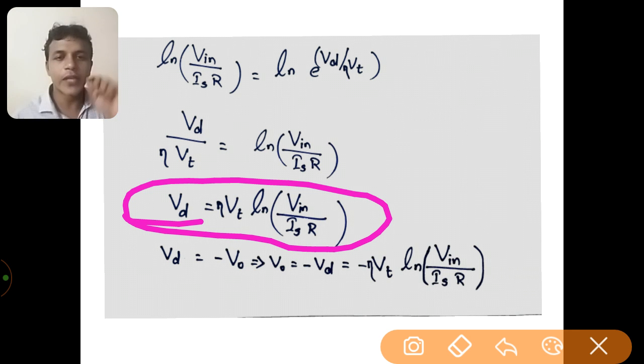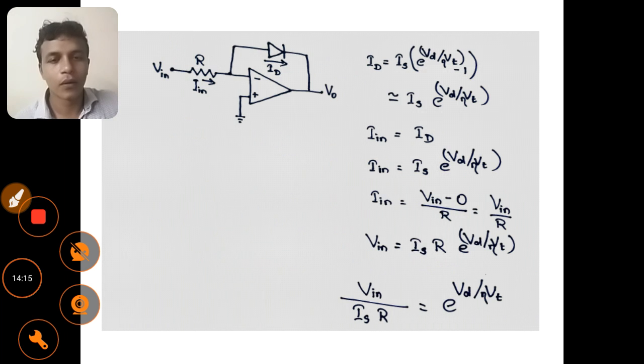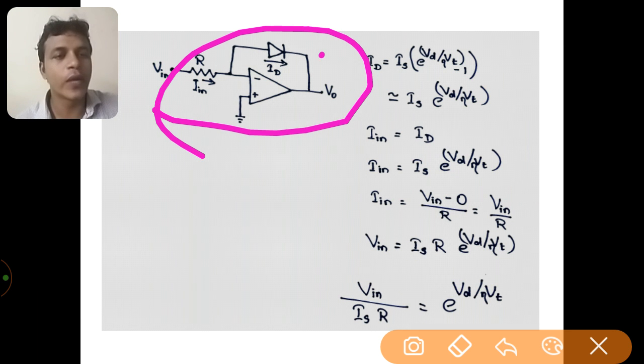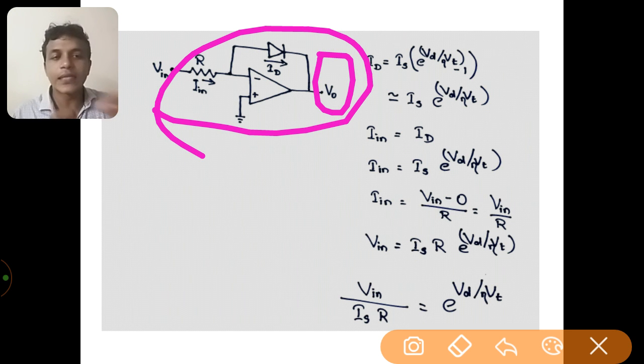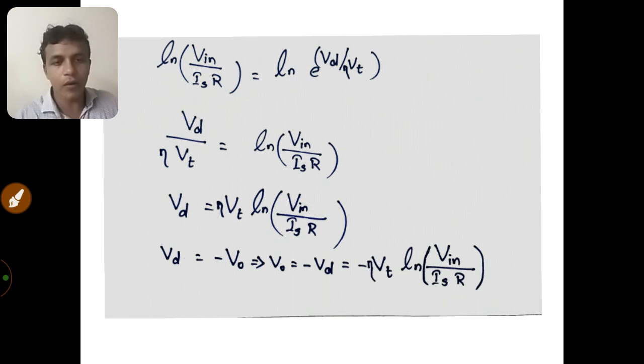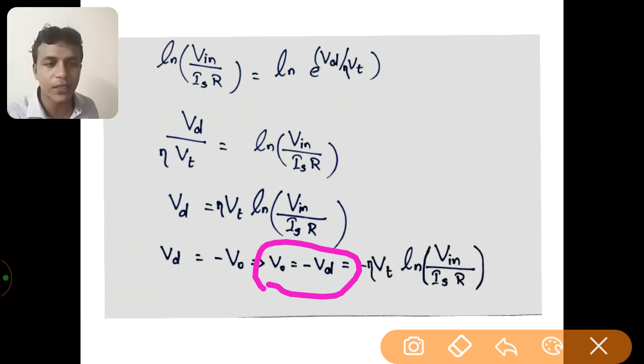Here the output voltage V0 of this circuit is the same as the voltage across the diode, but opposite in phase. There is a phase shift of 180 degrees. So V0 equals minus Vd. The voltage across the diode is Vd. So this is the relationship between the output voltage and the diode voltage.